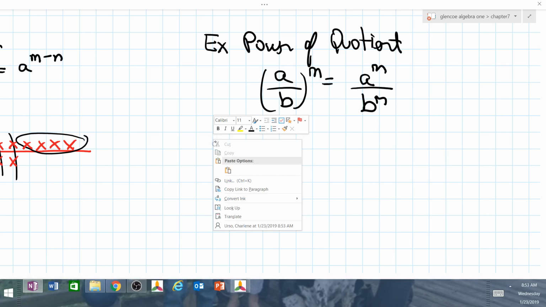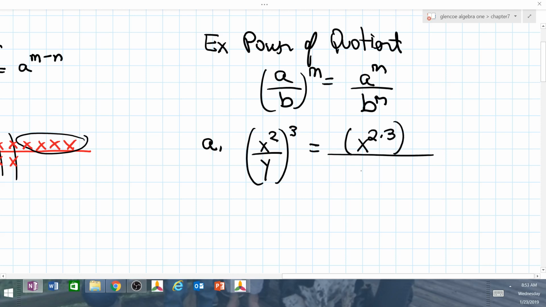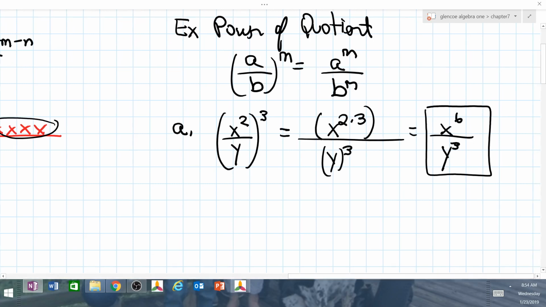So let's go nice and easy here. Let's go x squared over y to the third power. So the numerator would become x to the 2 times 3, and the denominator would become y to the third power, so your final answer here would be x to the 6th over y to the third. Are you with me? Okay. All right, let's try another one.